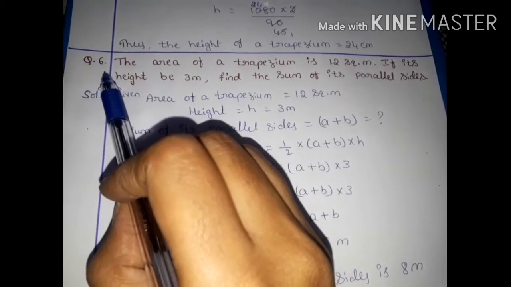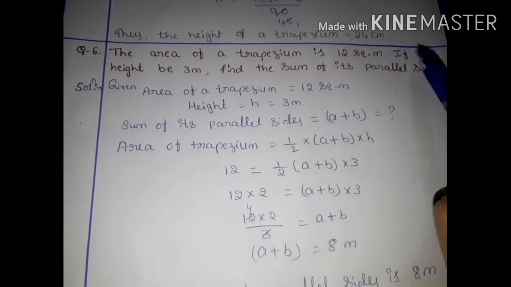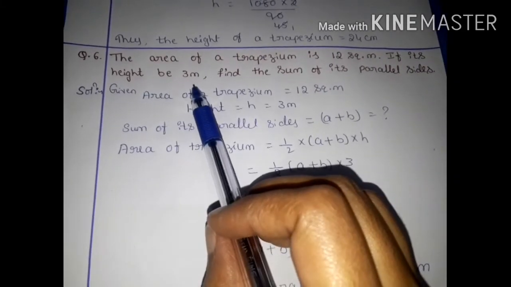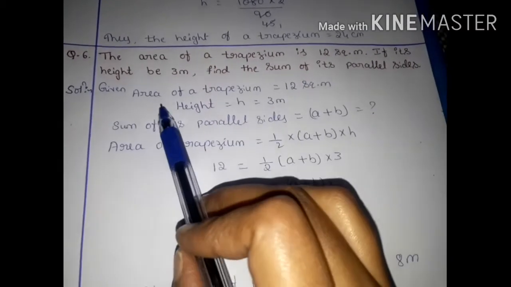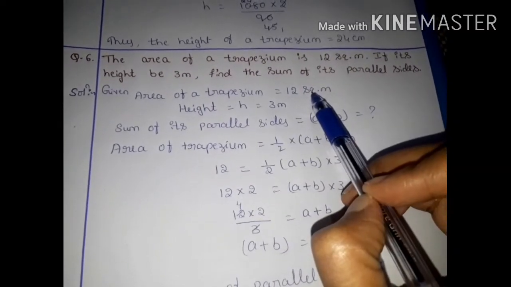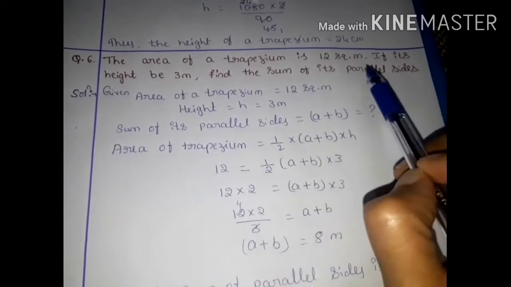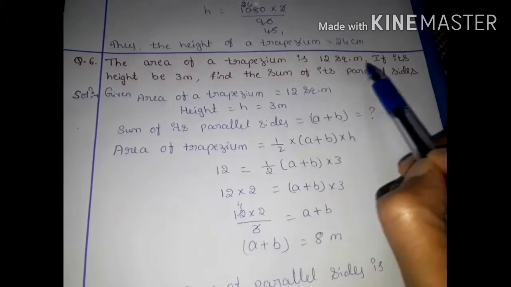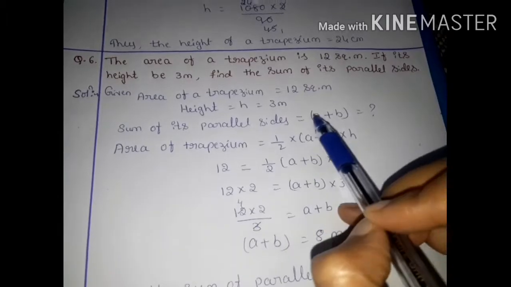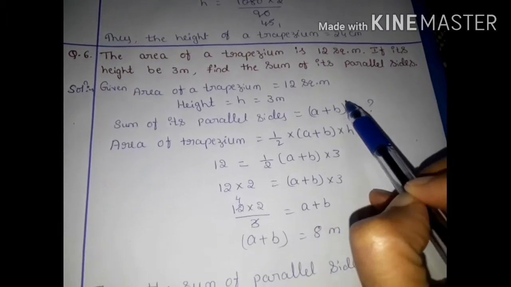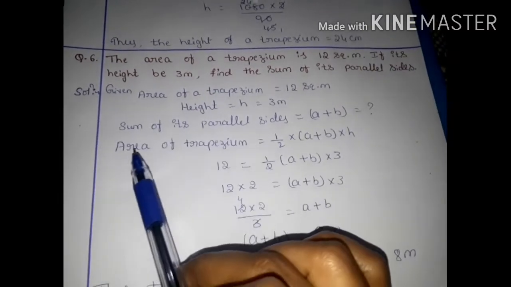Question number 6. The area of a trapezium is 12 square meter. If its height be 3 meter, find the sum of its parallel sides. Area of trapezium is 12 square meter. Height given is 3 meter. You have to find the sum of its parallel sides, nothing but A plus B. Sum of the two parallel sides is equal to A plus B, that you have to find.